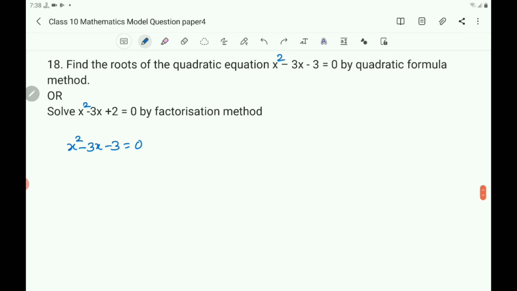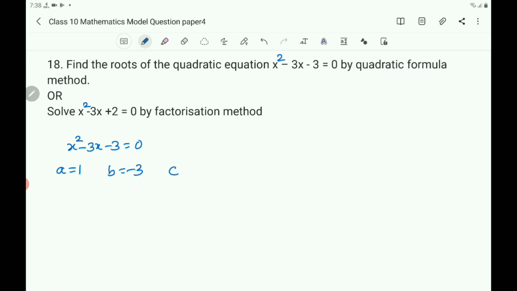Before writing the formula, write the values of a, b and c. So here what is the value of a? That is the coefficient of x square. The coefficient of x square is 1. So a equals 1. Then b, the coefficient of x. What is the coefficient of x? That is minus 3.